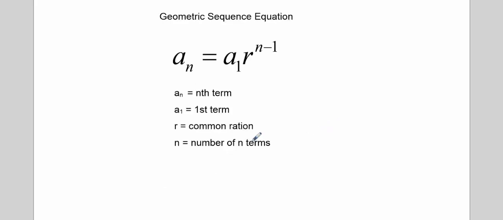So the general equation for that explicit geometric sequence, again, this is explicit, which allows us to basically find any term given the n value, is a sub n is equal to a sub 1 r to the n minus 1, where all these values are the same as they were in the arithmetic.